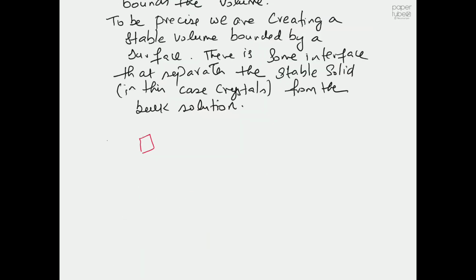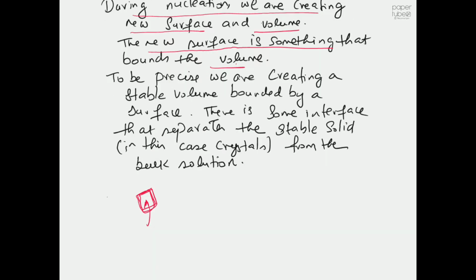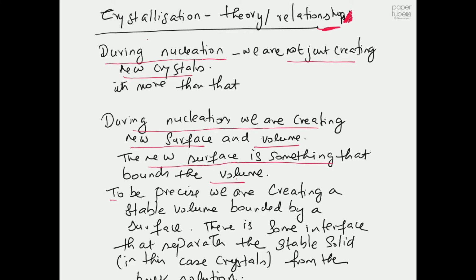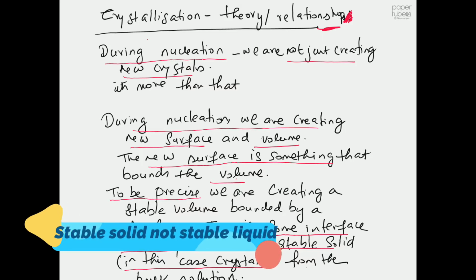If you have a crystal, this is your stable volume and this is your surface, the surface that bounds that volume. So keep that in mind. And then in fact the precise treatment should be that we are creating a stable volume, because it's not dissolving back in the solution. That's why you can see the crystals. And the stable volume is bounded by a surface. Obviously it should be a stable surface, and then there must be some interface that separates the stable crystal, in this case we are dealing with crystals, from the bulk solution.